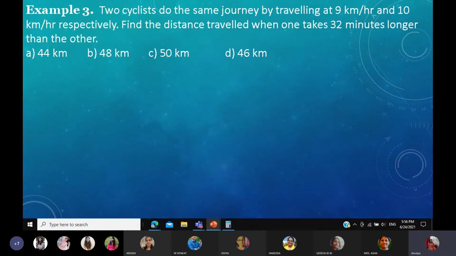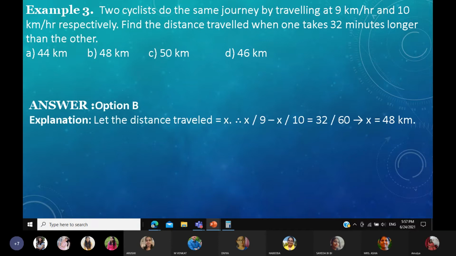Third example, two cyclists do the same journey by 9 km per hour and 10 km per hour respectively. Find the distance traveled, if one takes 32 minutes longer than the other. Here is the option B answer. Explanation, where x is the distance traveled, therefore x divided by 9 minus x.